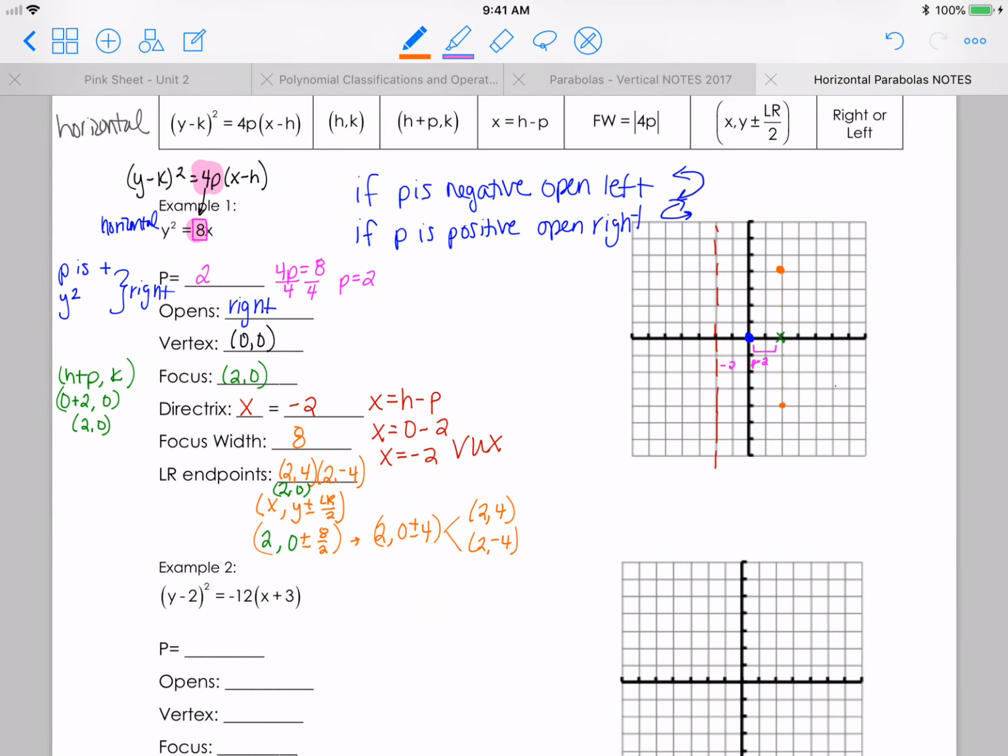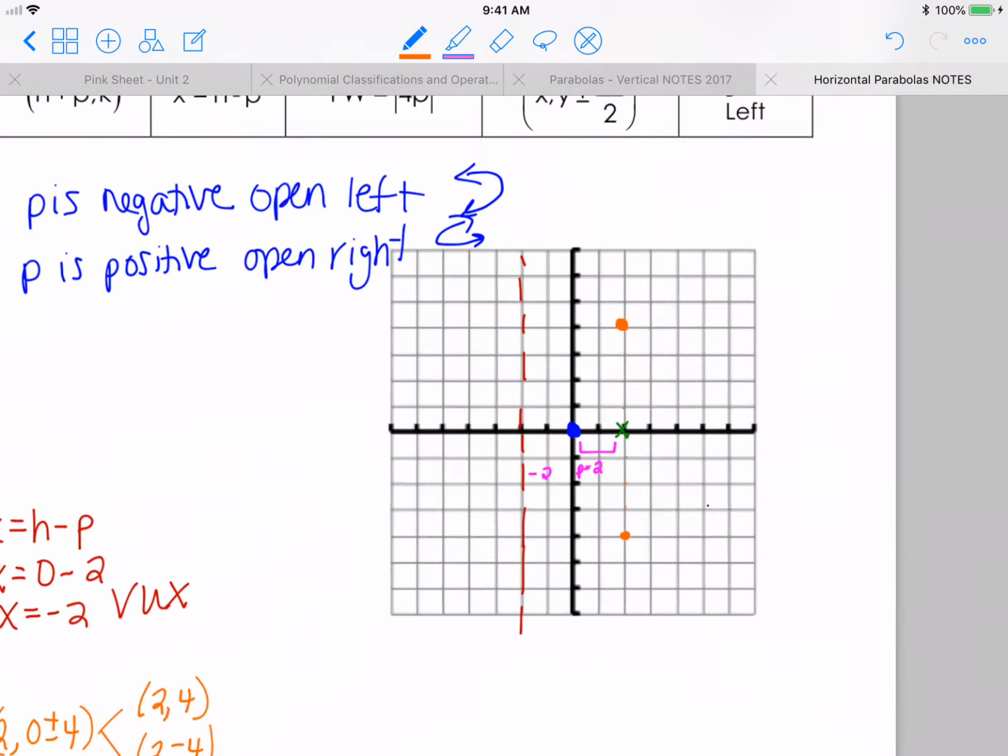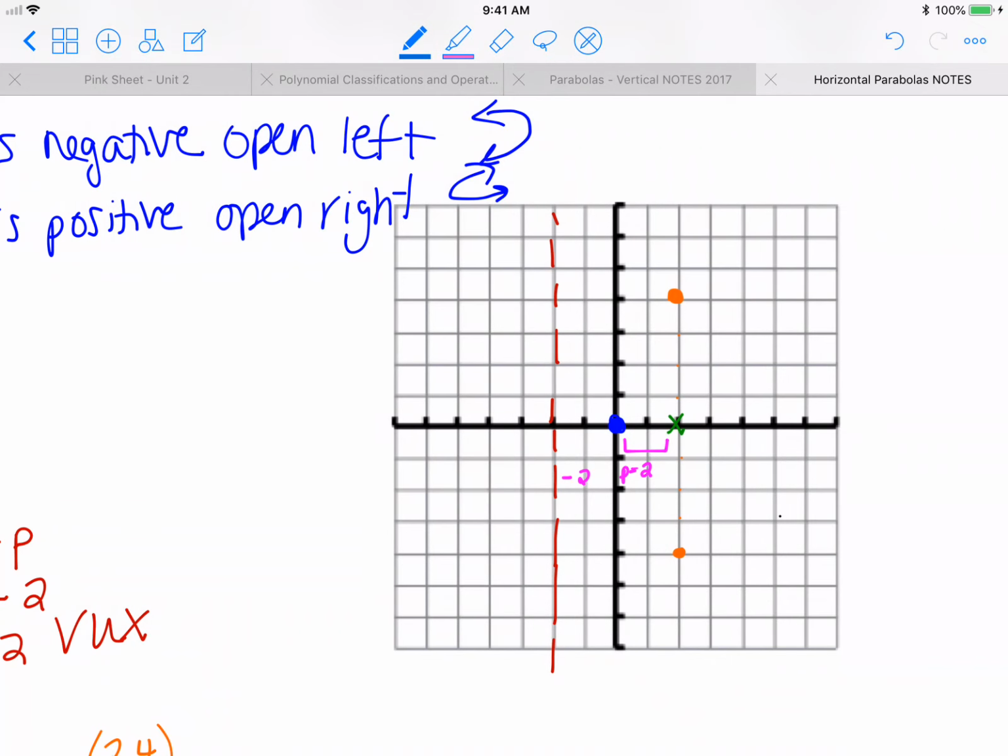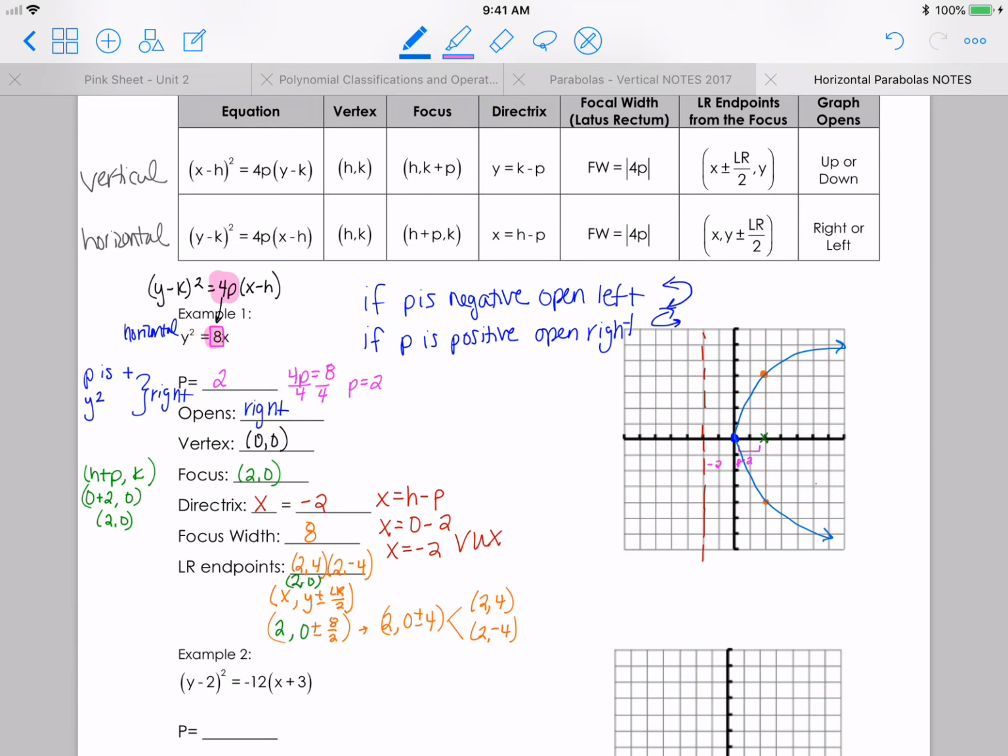Okay, so we're almost done. The only thing left we have to do is connect the vertex to one of our endpoints and the vertex to our other endpoint. And then we have our horizontal parabola opening to the right.